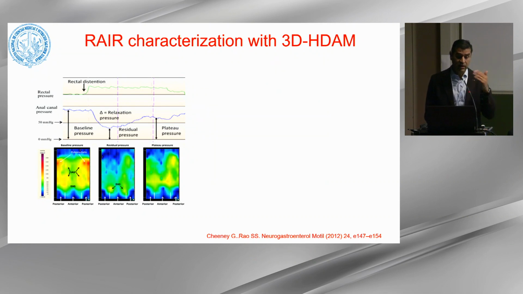So once they inflate the balloon, there is a decrease in the pressure as is expected in the anal sphincter. But you can see that this decrease in pressure is asymmetric. It's not completely the same way in the entire anal canal. And it persists along the time.